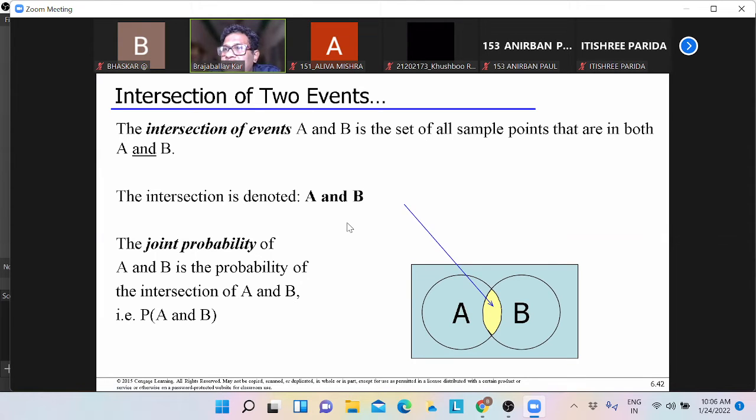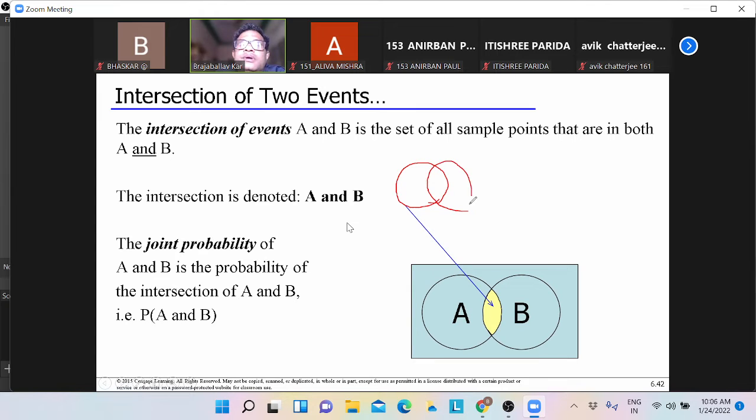A union B union C is equal to how much? So P of A plus P of B plus P of C. Just without saying P: A plus B plus C, yeah, minus the probability of the intersection of A and B, minus the probability of the intersection of B and C, minus the probability of the intersection of C and A, plus the probability of the intersection of A, B and C. All right.